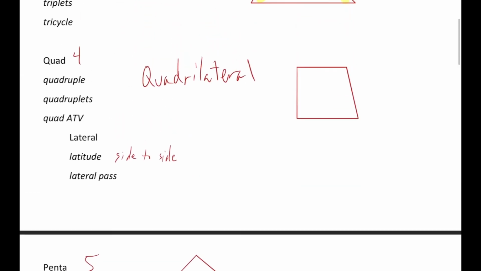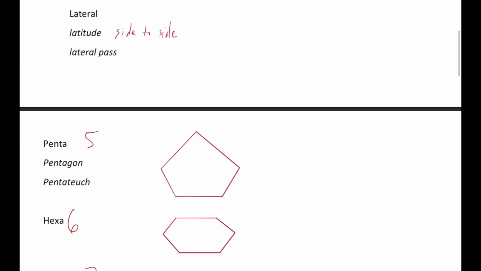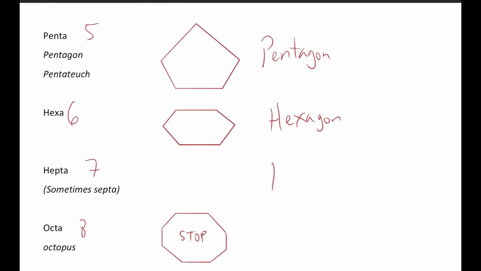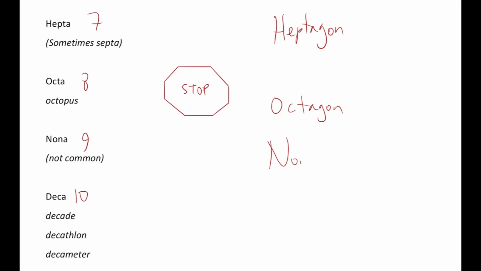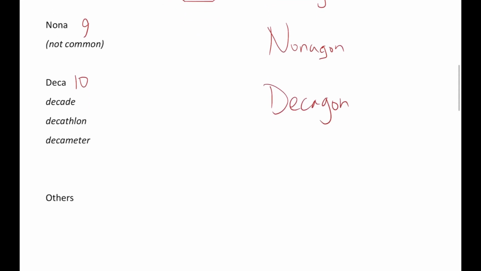So to review the ones that we've talked about so far, we had a triangle, a quadrilateral, a pentagon, a hexagon, so pentagon being five, hexagon being six, heptagon. Sometimes you'll see it as septagon, but heptagon is a seven-sided figure. Octagon is an eight-sided figure. Nonagon, not very common. I doubt you'll run into those too often, but that's a nine-sided figure. And a decagon for a ten-sided figure.